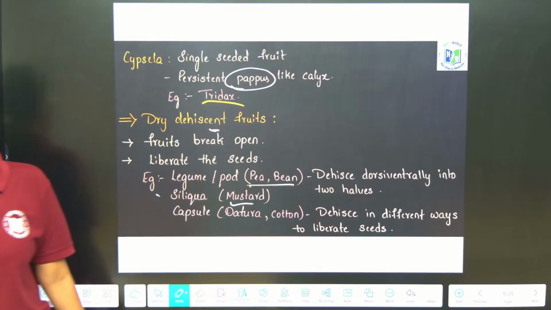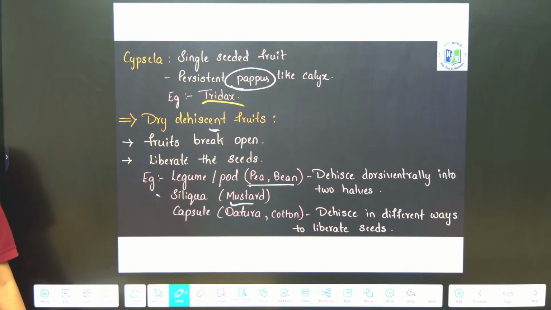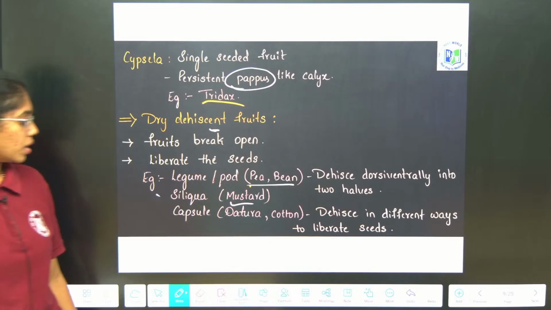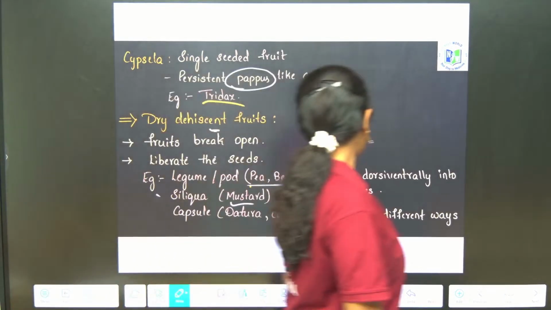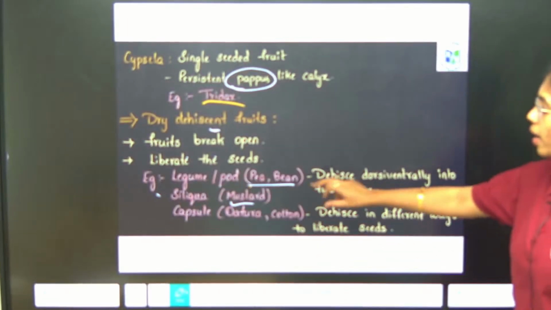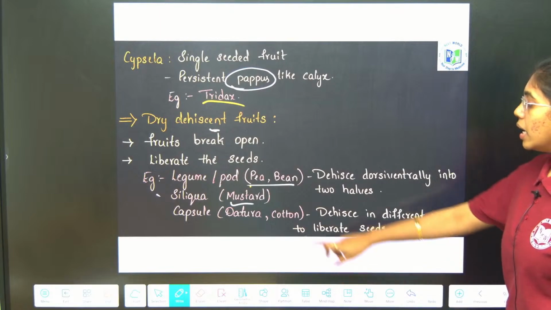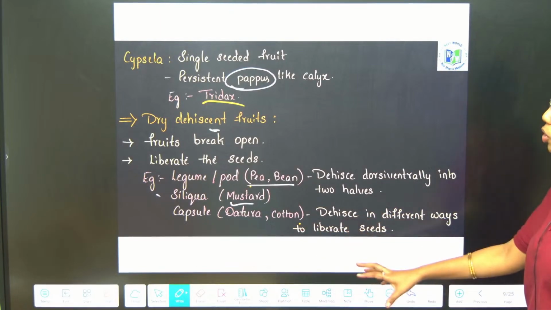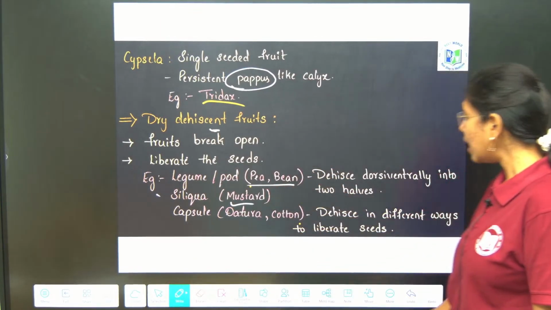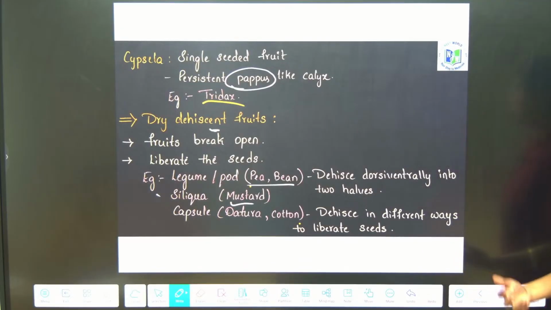Next, siliqua, mustard. What is the placentation? Parietal placentation. Next, capsule, datura and cotton. Legume or pod dehisce in a dorsiventral way. Capsules, for example datura and cotton, dehisce in different ways to liberate the seeds. Till here it is clear?